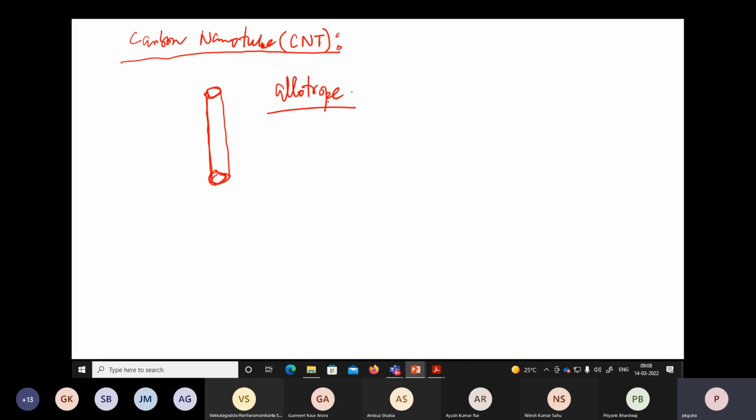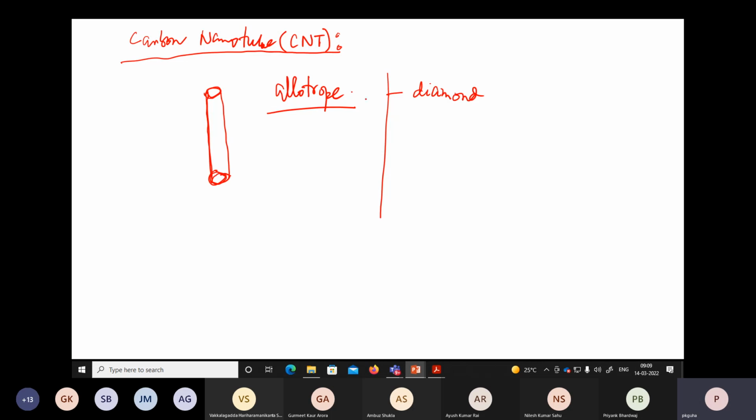By allotrope, we mean allotropy is a property of some chemical elements to exist in two or more different forms. For example, there are several allotropes of carbon. One is diamond. Diamond is a form of carbon. Here carbon atoms are bonded together like a tetrahedral lattice structure.